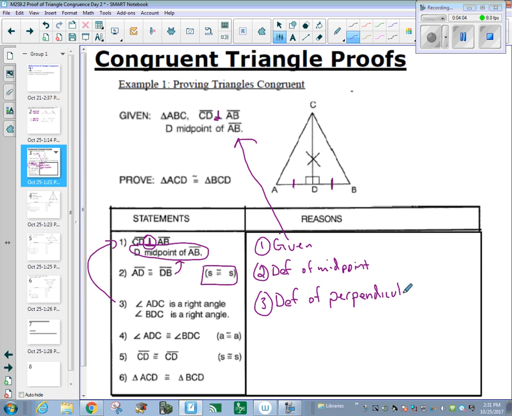I should have just used the symbol for perpendicular, the upside down T, instead of writing out perpendicular, but I did. So then, why can we say that angle ADC is congruent to angle BDC? Well, this would be an angle that we would get, and that is because all right angles are congruent, that's the easiest one to use, and so therefore we've proven that. And then why is CD congruent to CD? Well, if you notice, these two triangles are separated by this. The two triangles have the same line in common, and so that would be our reflexive property.